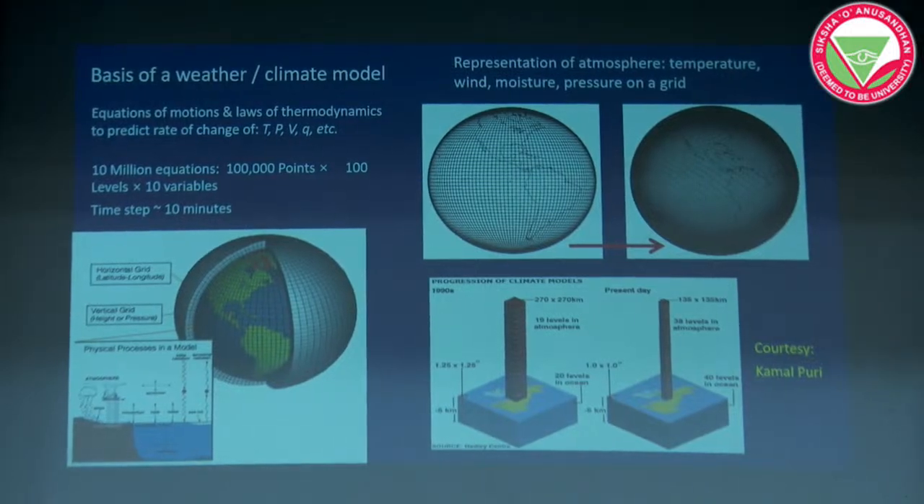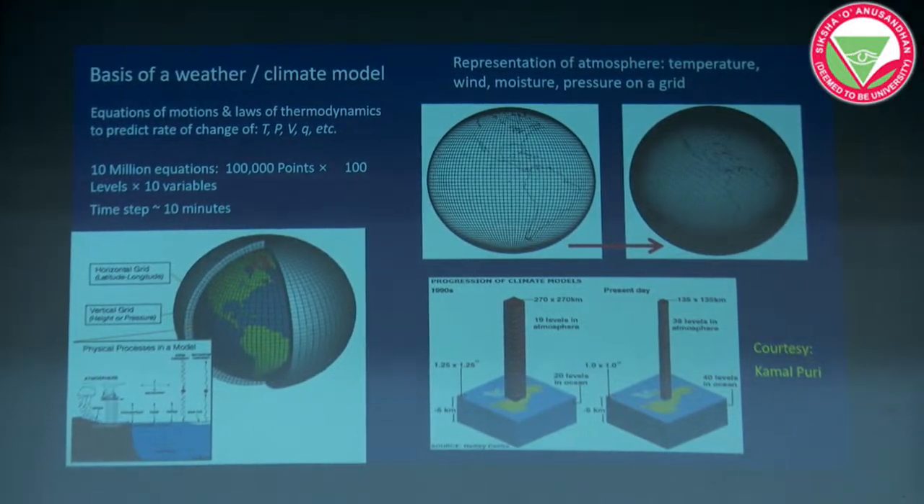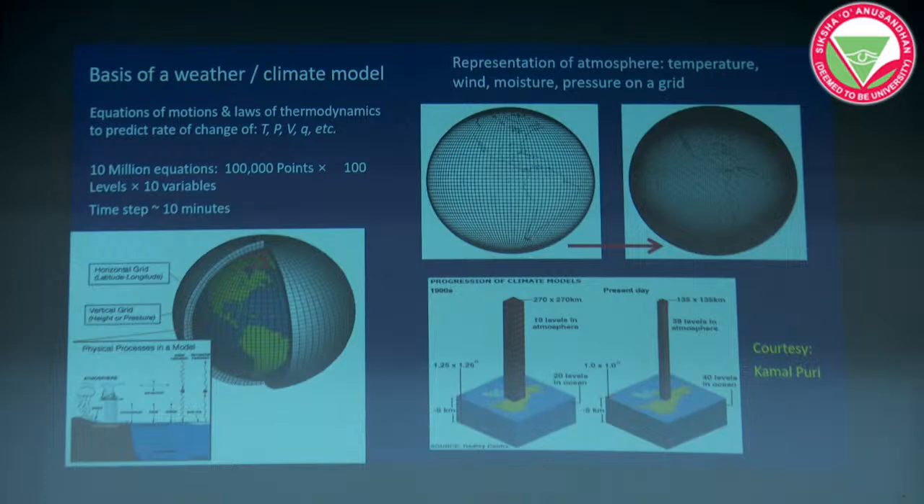So when you make the grid size smaller, you will have millions of computations, and the time step also becomes smaller if you are increasing the resolution. And so you need powerful computers to do this. And in fact, one of the fastest computers in India is at IITM. Now we have a 20 petaflop machine.